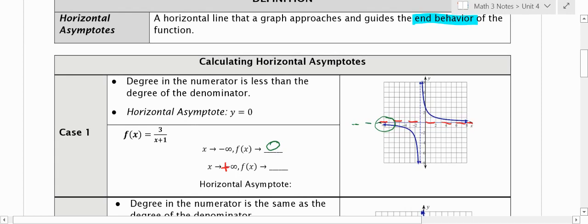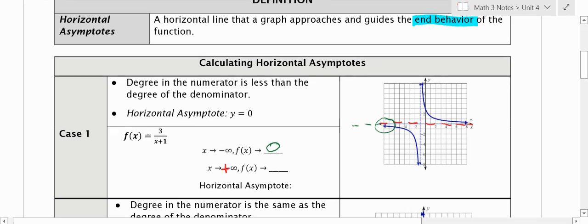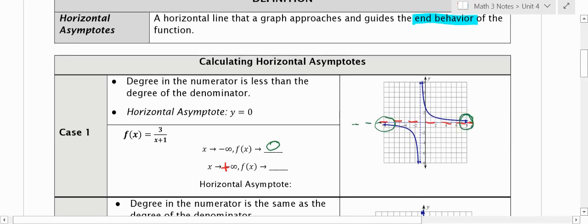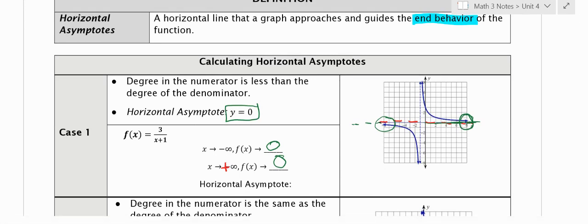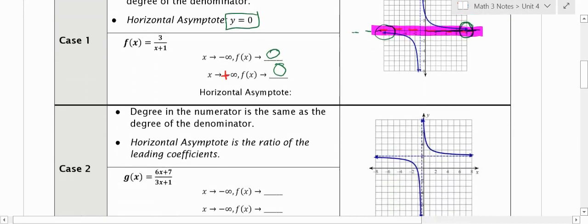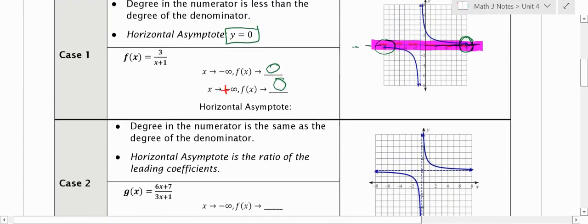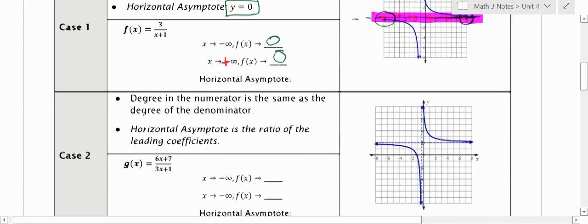So as x gets very, very large, the output is getting very, very small, and it's going to be going to 0. Same idea when I go to the right-hand side. If I look at that right tail, as I go all the way to the right, instead of it going up or down, it's actually getting really close to y equals 0. So our horizontal asymptote would simply just be y equals 0. So that's where our end behavior approaches. And that's whenever our degree on the bottom is larger than the degree on the top.